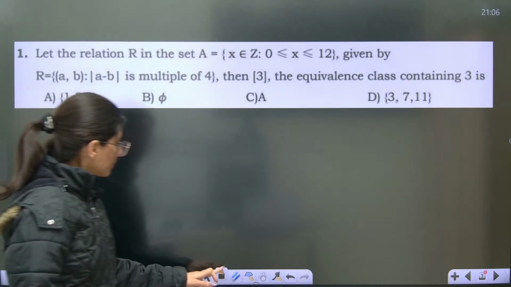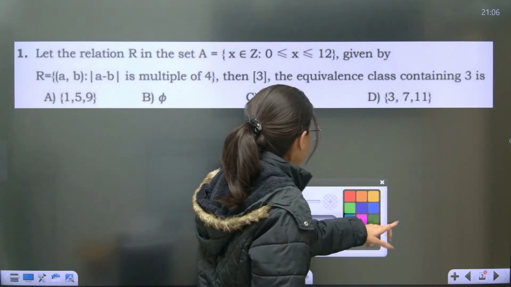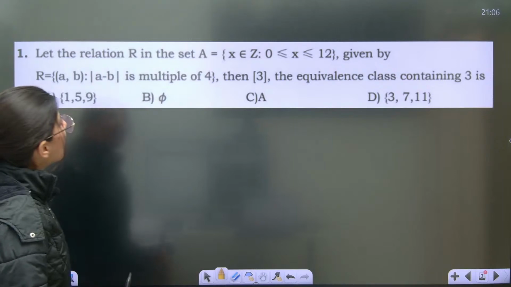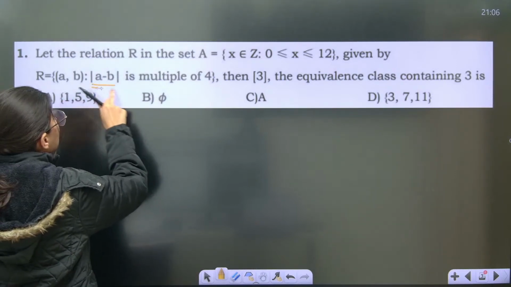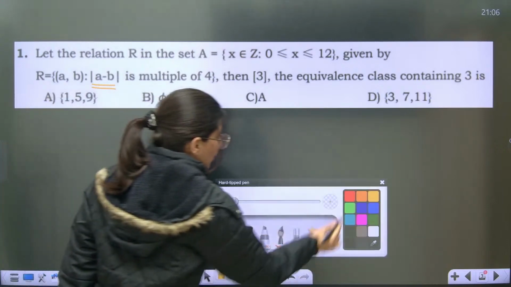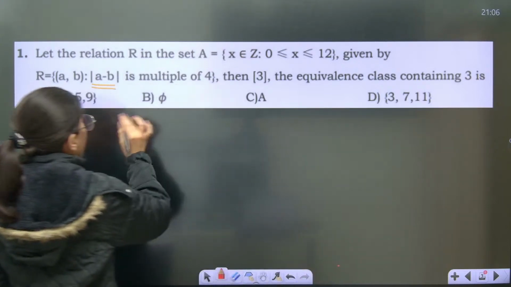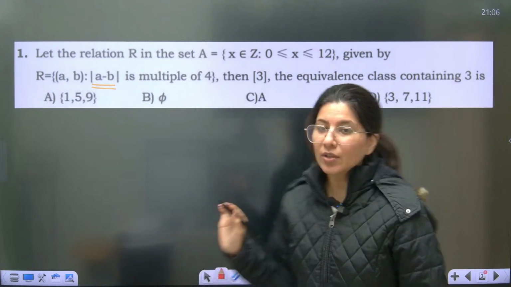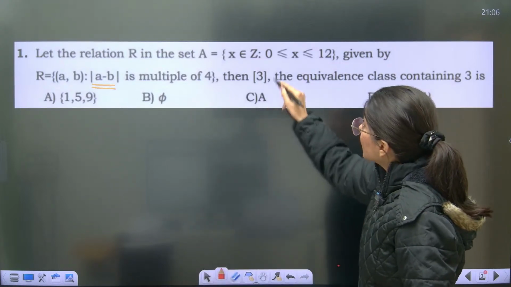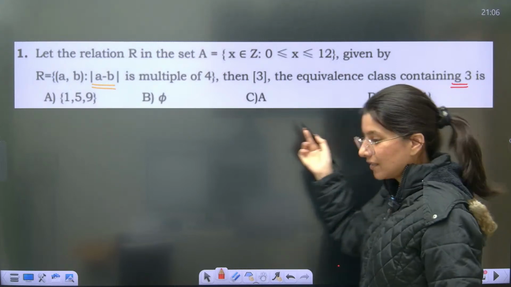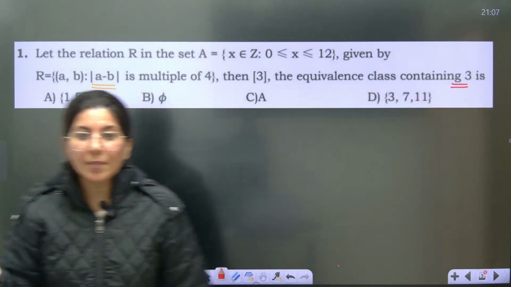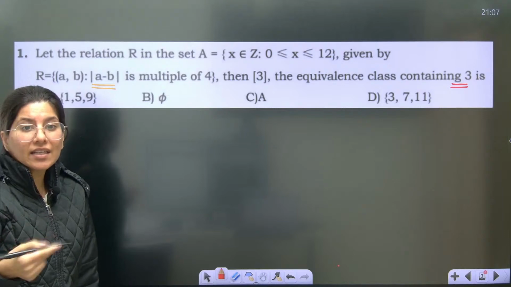So the very first question is from the world of relations. Here we can see a relation R in the set A given by (a, b) such that a minus b is a multiple of 4. Understand? a minus b is a multiple of 4. Now they are asking for the equivalence class containing 3. So they are talking about the equivalence class containing 3.